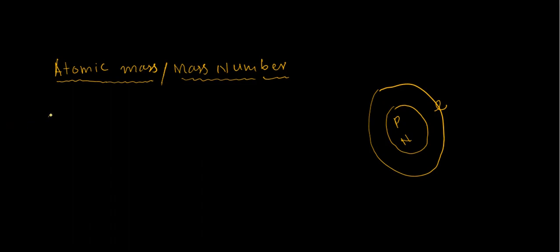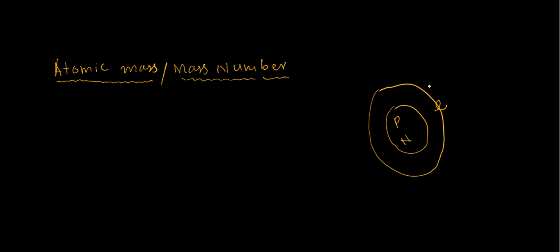Dear students, today we will study about the atomic mass or mass number. As in my previous lecture about the atomic number, I have already illustrated this diagram of the atom. The central part of the atom contains protons and neutrons, and the outermost shell contains electrons, which are revolving around the nucleus.